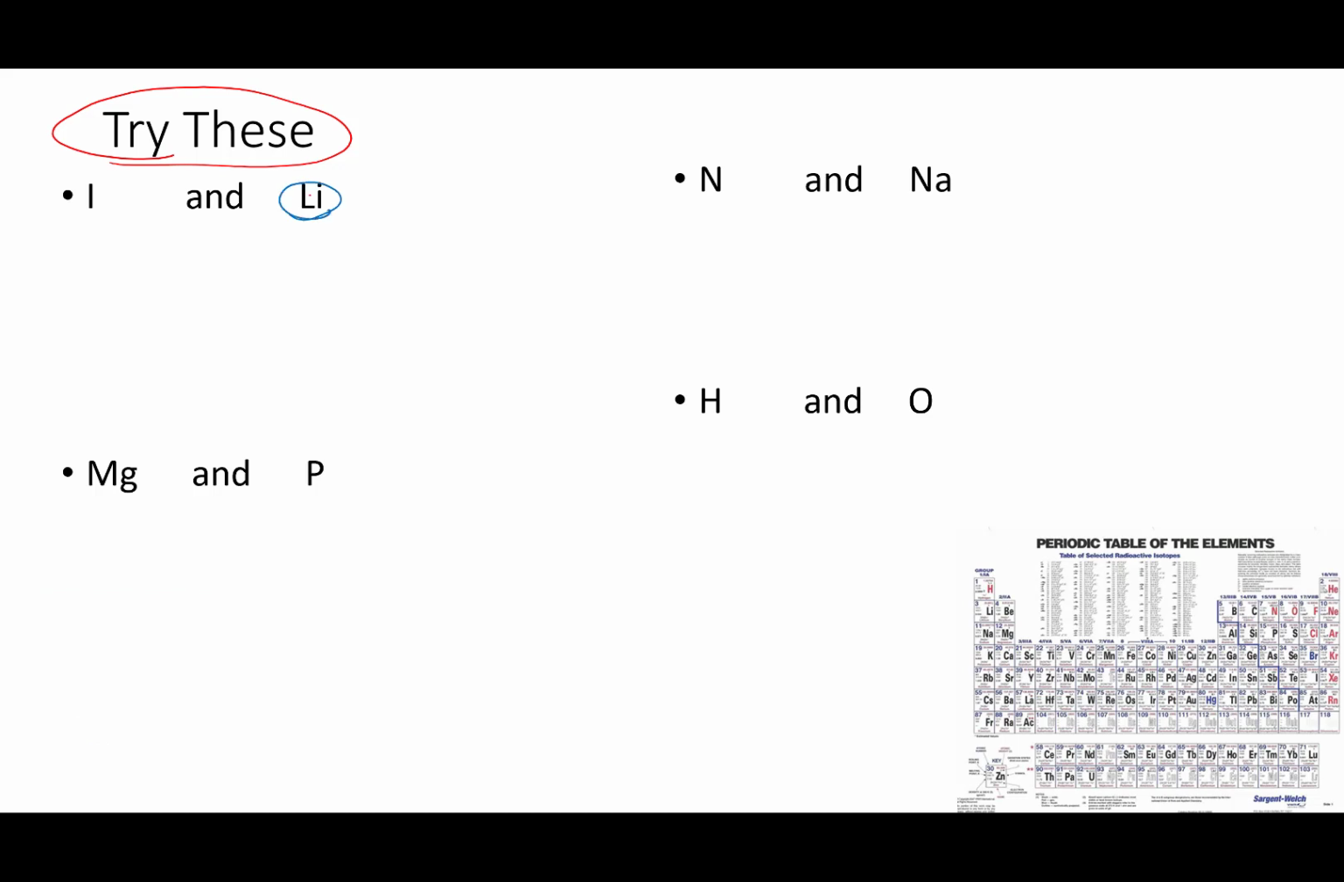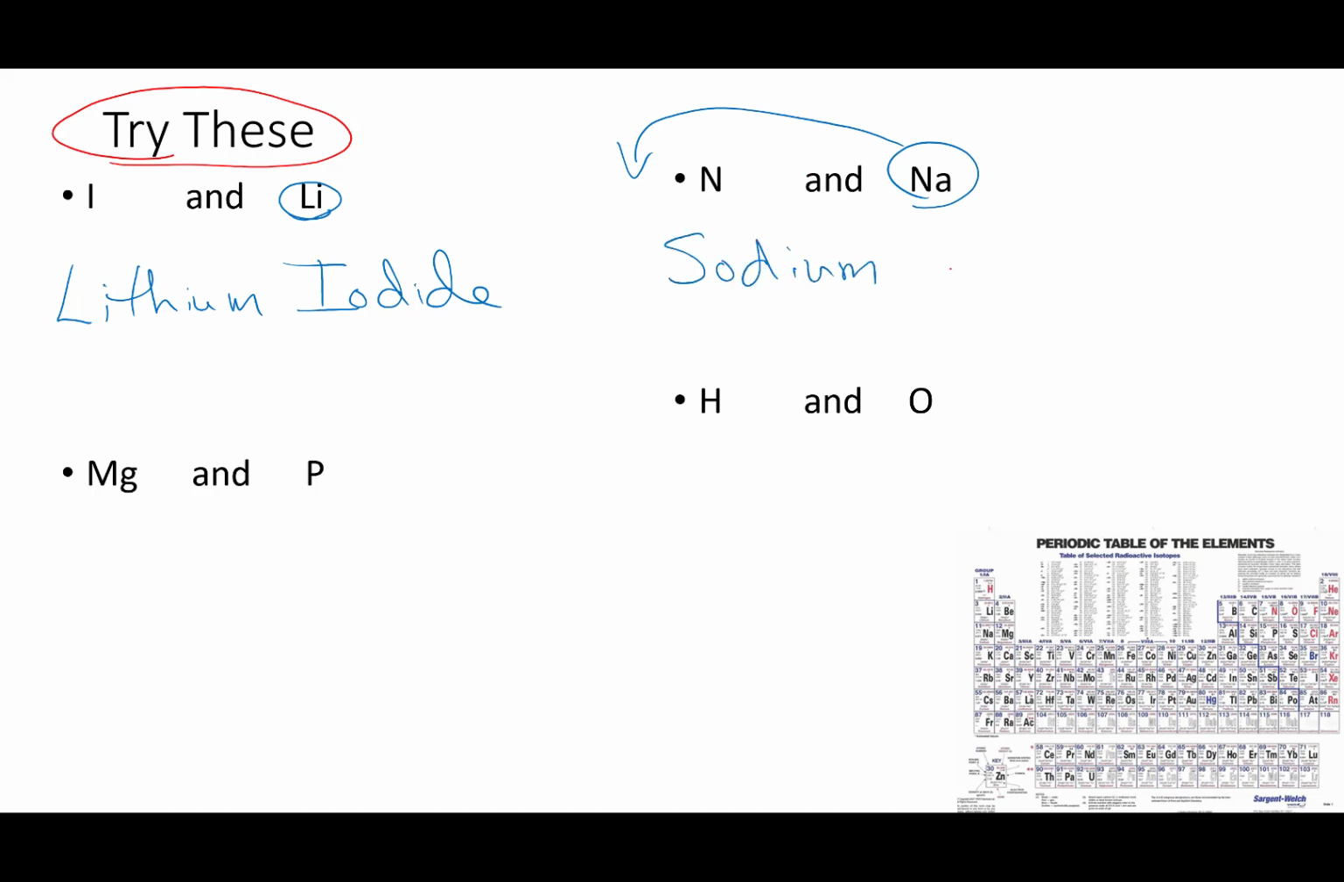All right, let's give this a go. Remember, the metal had to come first, so this becomes lithium. Iodine turns into iodide. I know that sounds funny, doesn't it? Iodide, but that is what it is. The metal sodium had to come first, so this becomes sodium. Nitrogen turns into nitride. These are tricky until your ear gets used to how to change that ending.